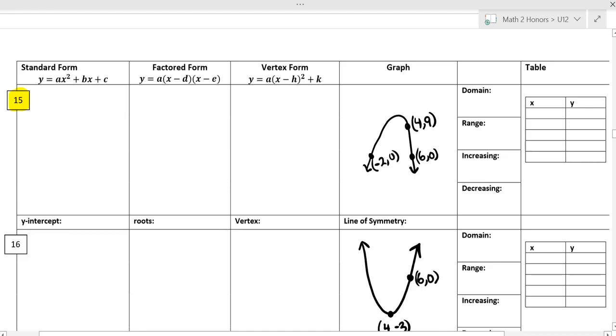Number 15, we have 3 points that are given to us. Notice we do not have the vertex, but what we do have are these 2 points here, the -2, 0 and the 6, 0. That's what we call x-intercepts. X-intercepts are the x values when y is equal to 0. And so off the bat we get our roots at -2 and 6.